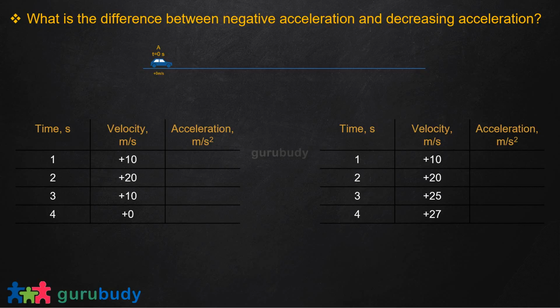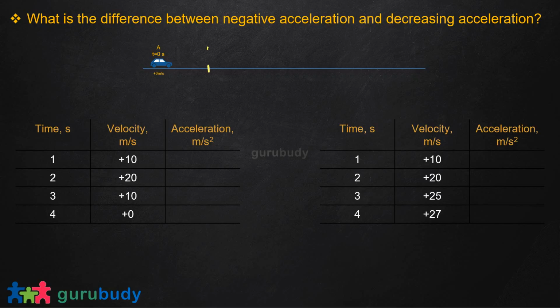Imagine that your car is at rest. Okay, so at time equal to 0, you are at point A, so velocity of the car is 0. Now in this table, it's given that after 1 second, the velocity of the car becomes 10. After 2, it becomes 20. After 3, it becomes 10. At 4, finally the car comes back to rest. Okay, so now let's calculate the acceleration.